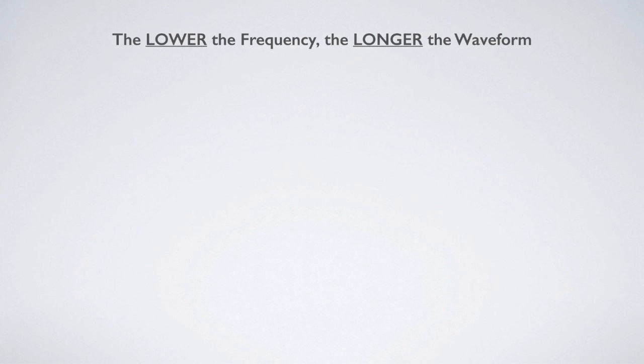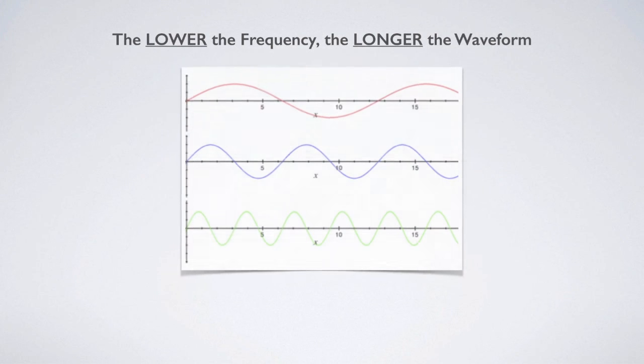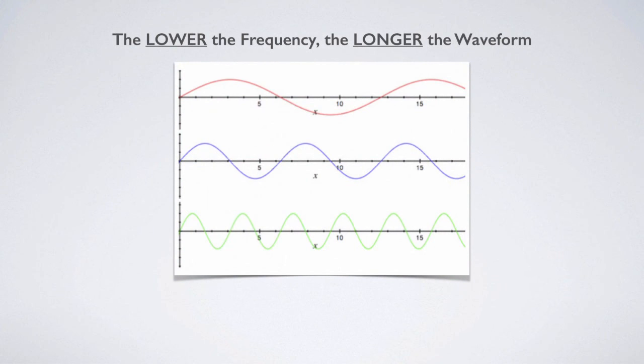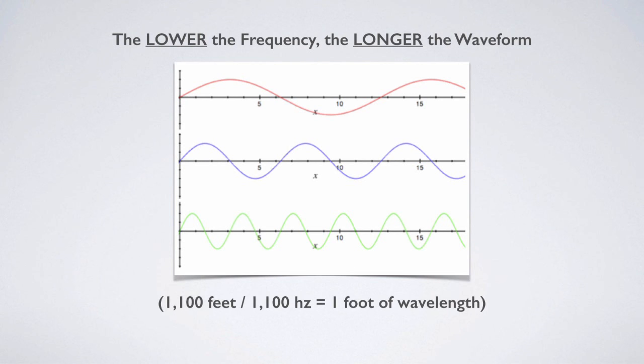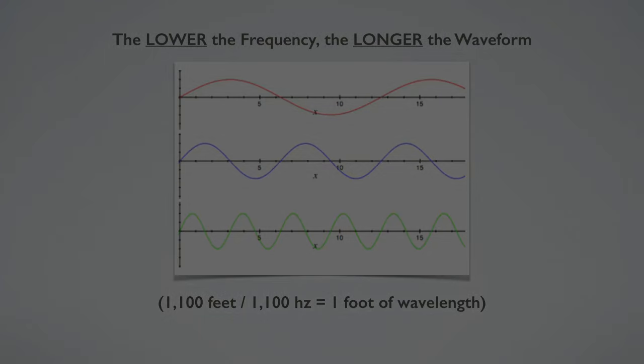Because sound travels at a fairly constant speed, the lower the frequency, the longer the waveform is. If you divide out the speed of sound, which is about 1100 feet per second, then a tone of 1100 hertz will have a wavelength of about 1 foot. Now, if you do the math, then a 100 hertz tone will be about 11 feet long, and really high frequencies can only just be inches long.